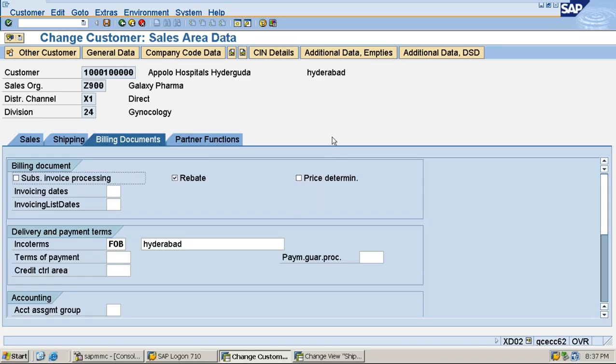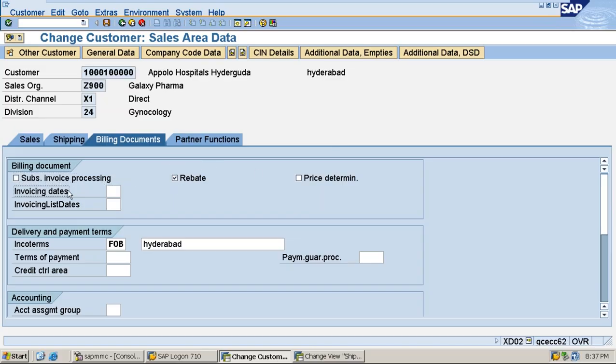The next, if you remember when we discussed the sales organization configuration in the enterprise structure, we saw a field called rebate proactive, and I told you that if you want to process rebates in your organization, you need to activate rebates at 3 places. The first place is rebate proactive in the sales organization, and the second is this rebate.